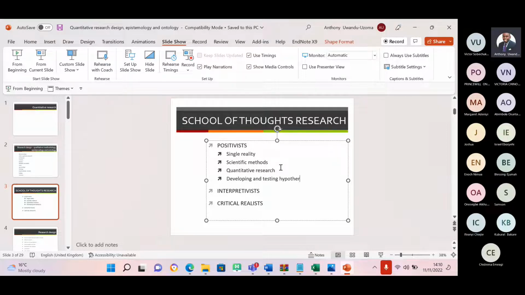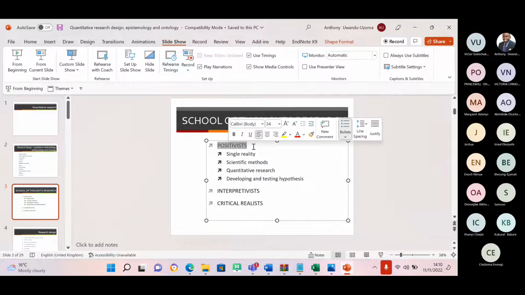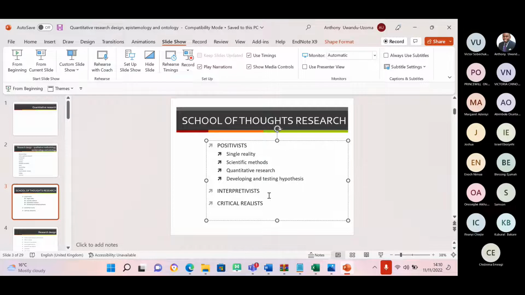Okay, so if your research has any of these characteristics, then your assumption is that you are a positivist. If you are writing your methodology, and I want to emphasize methodology because that is the most important section for secondary research, since we are doing secondary research.